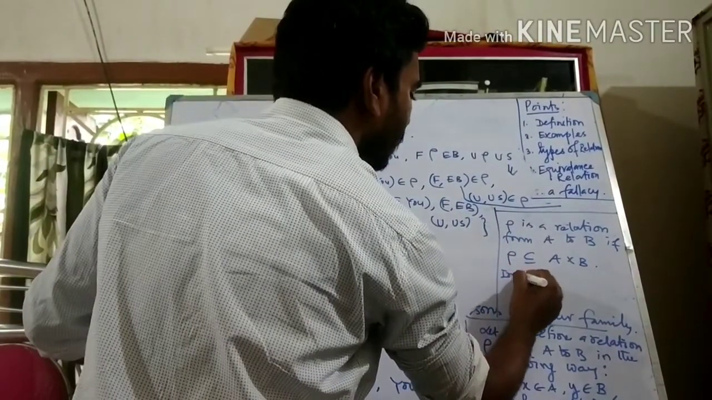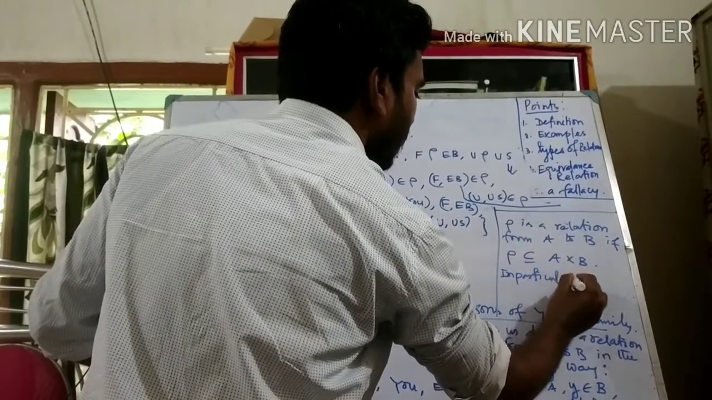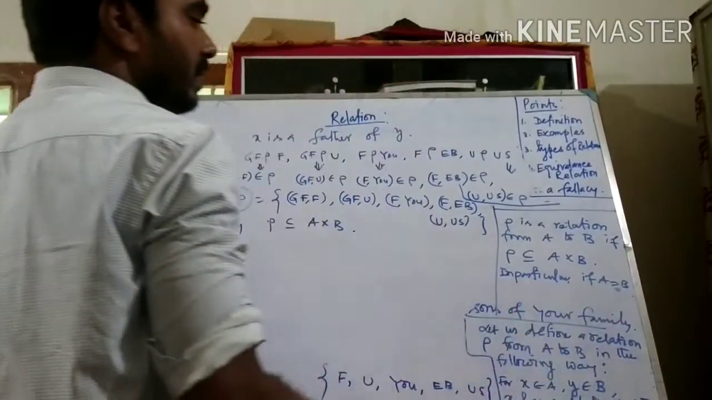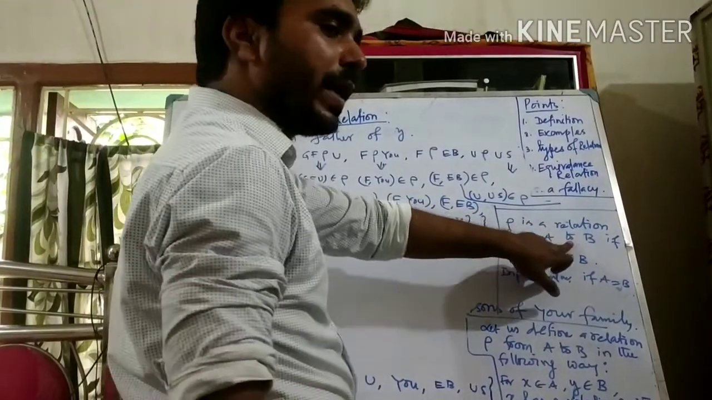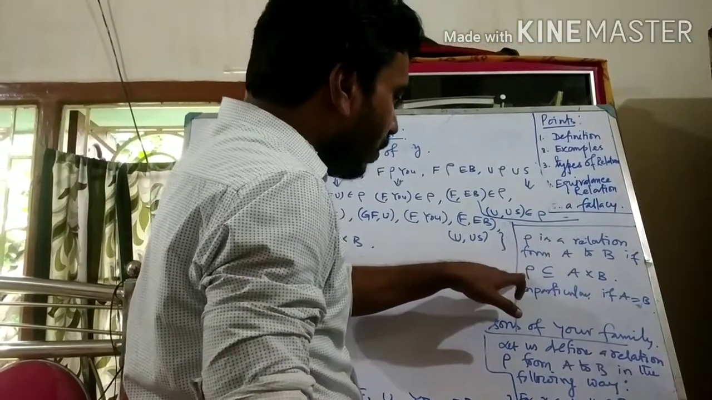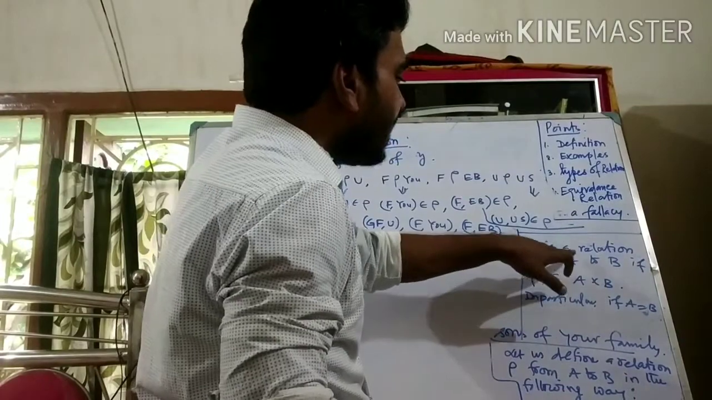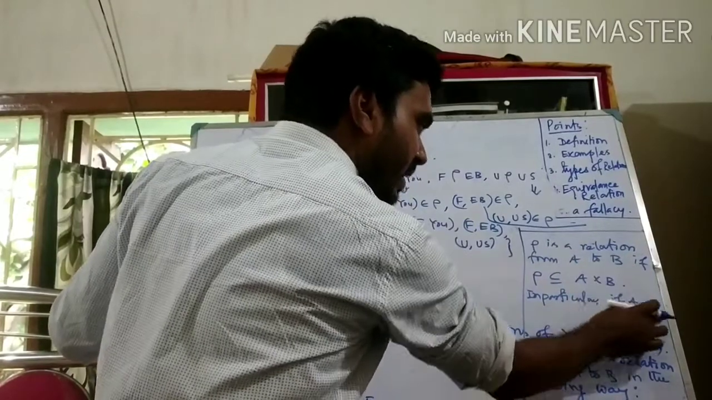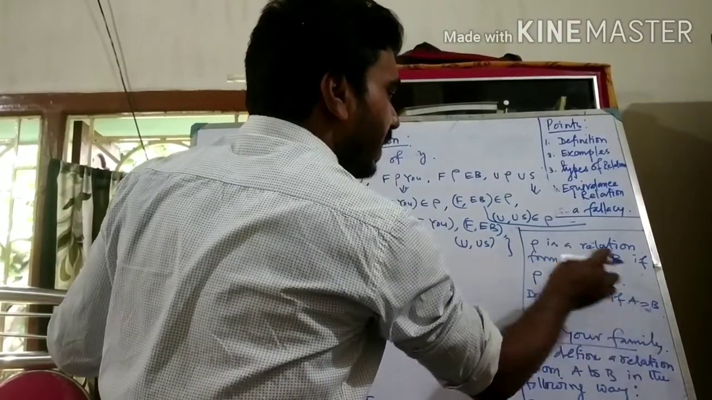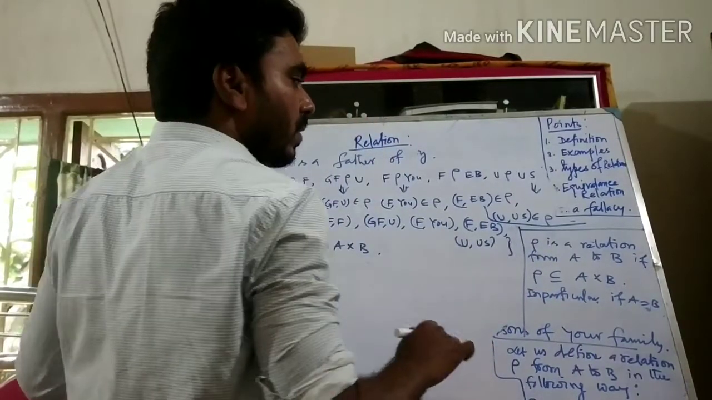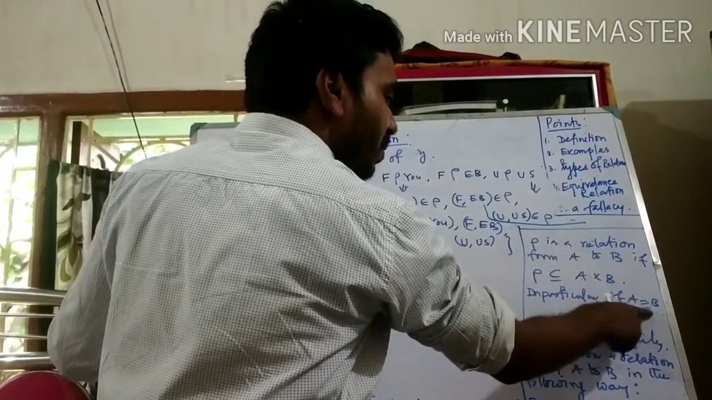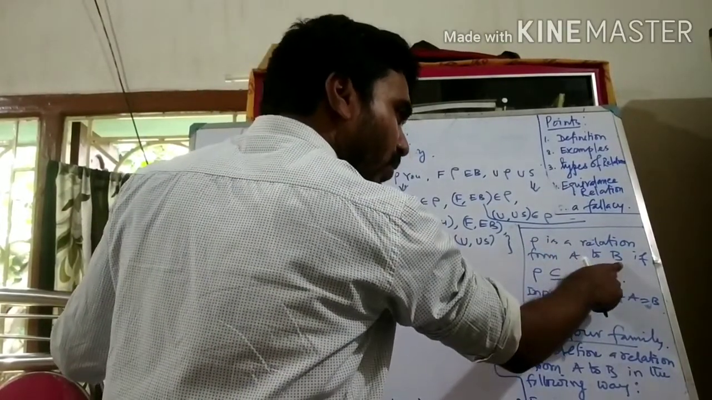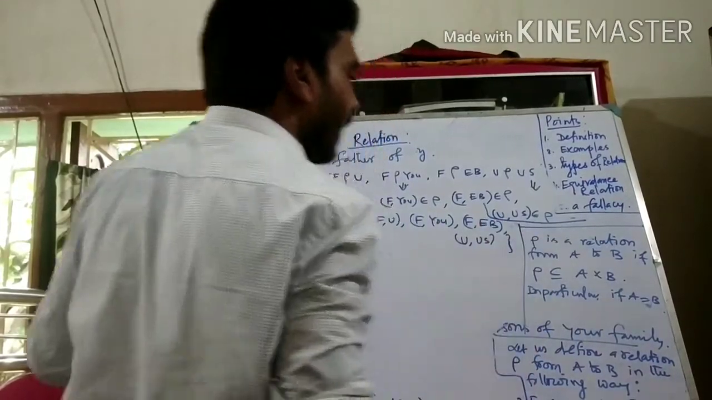In particular, if A is equal to B, then rho will be a relation from A to A, and rho will be a subset of A cross A. So instead of saying rho is a relation from A to A, in this case we say that rho is a relation on A. What I'm saying is that if A is equal to B, we call it a relation on A.